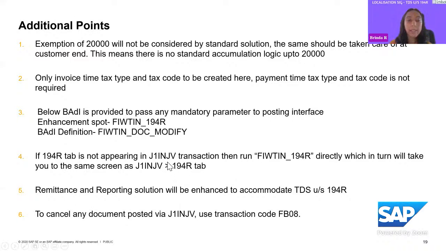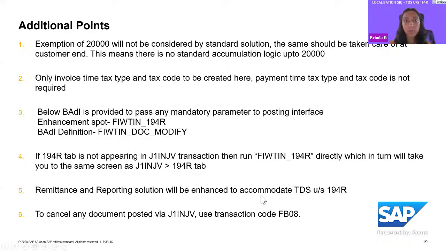Okay. So I said that we've enhanced this transaction. In case when you implement the note and you're not getting this 194R tab on the J1I and JV transaction, then you can straight away run the FIW_TIN_194R transaction. The reason why we have integrated this in J1I and JV is to reduce the overhead of remembering multiple transactions. So in case this tab doesn't appear when you implement the note, you can straight away run this transaction, which will also take you to the same selection screen of 194R.